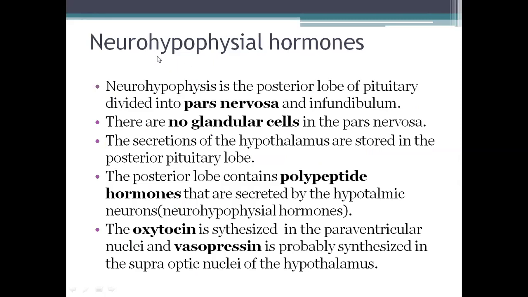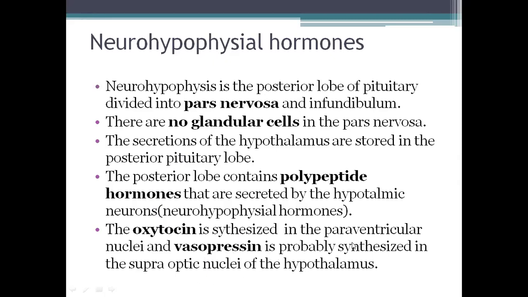Now, another lobe of the pituitary gland is the neurohypophyseal hormones. That is the posterior pituitary, which is also known as the pars nervosa. As we have seen in the previous pictures, there are no secretory cells, or glandular cells, in this area. So this pars nervosa will not produce any hormones, but it stores two hormones, oxytocin and vasopressin, which are produced by the hypothalamic nuclei.